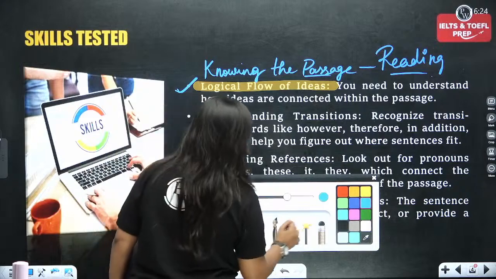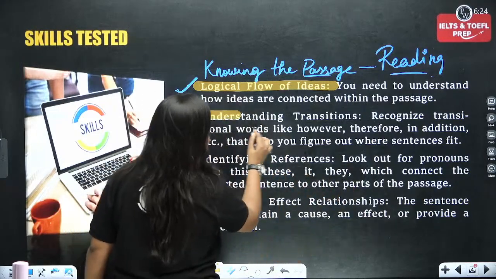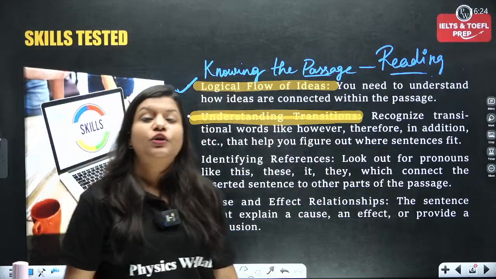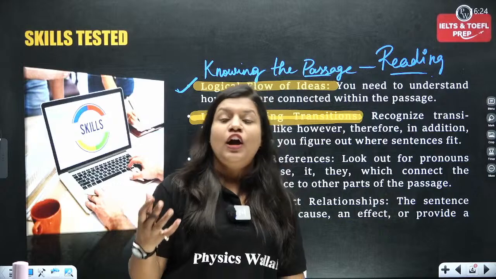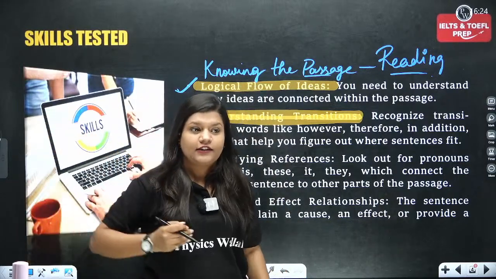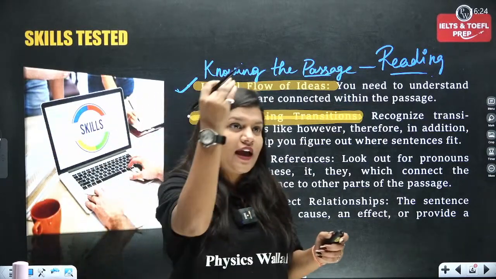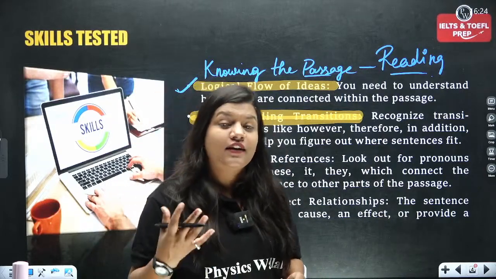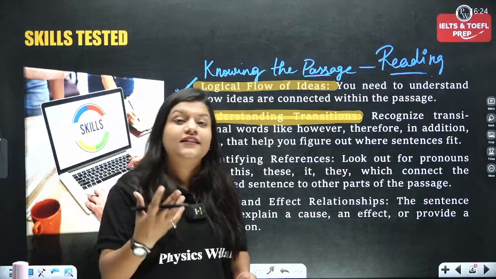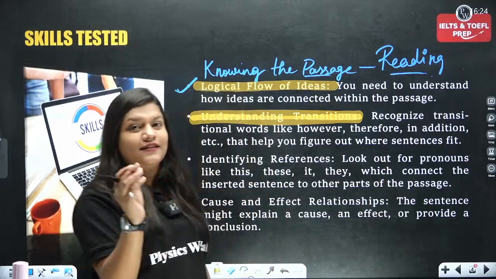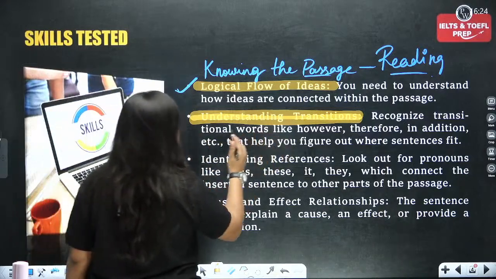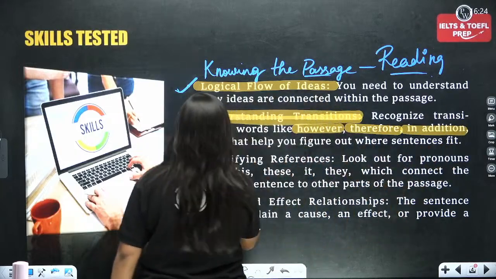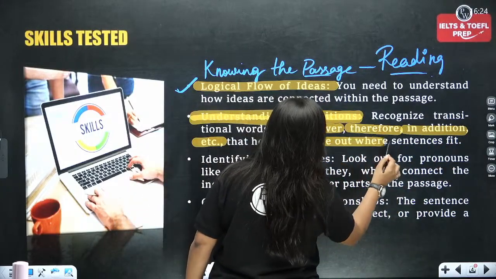Now, next is understanding transitions. You need to be attentive enough to track the transitioning of the ideas. When you are going through the passage, where is the transition happening? The flow of the responses, how the responses are flowing, how the transition is being done. This is how you will be able to relate it to one of the sentences and put them back into the passage. Recognize transitional words like however, therefore, in addition, etc., that help you figure out where a sentence fits.